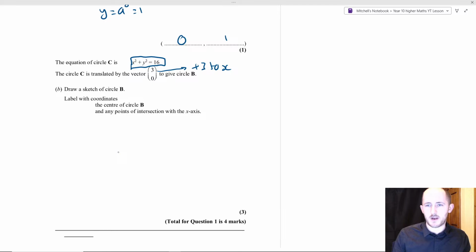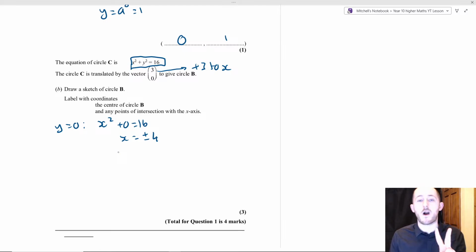So, to work out the x-axis, all we need to do is say that y equals 0. So x squared plus 0 equals 16. So x is equal to plus or minus 4, because remember, it should cross twice. Okay?